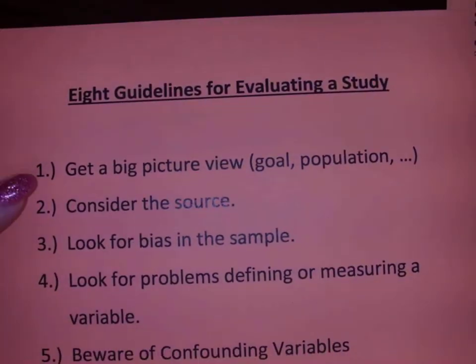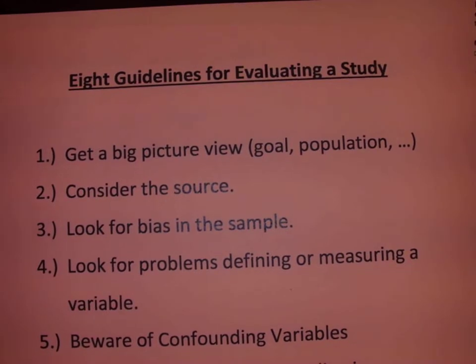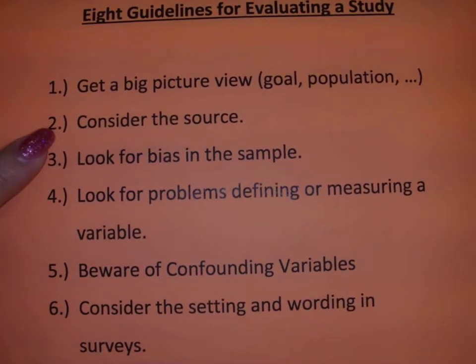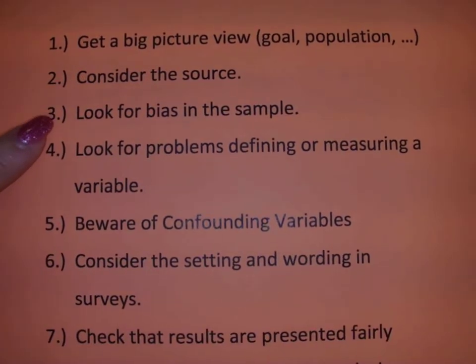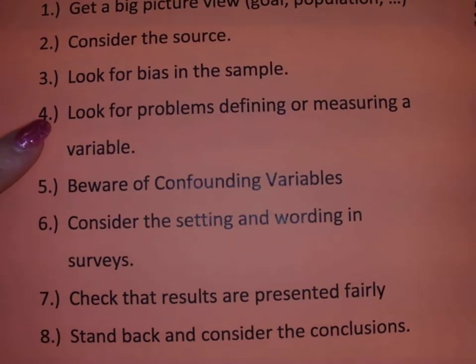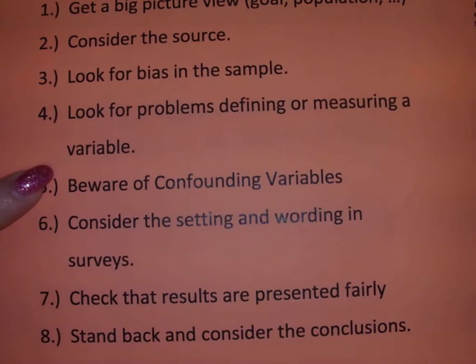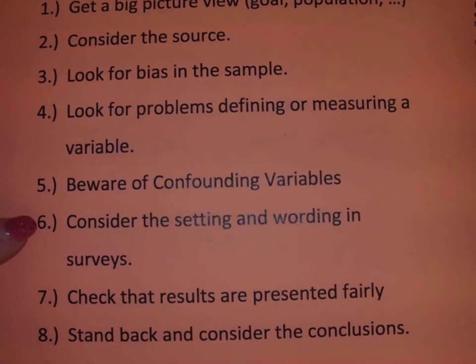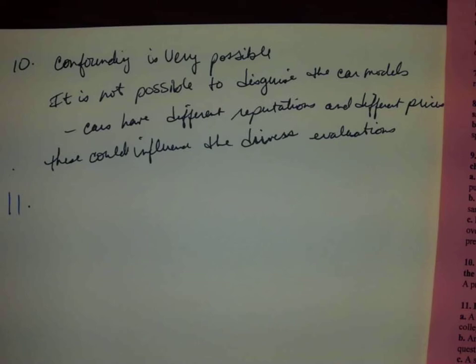Remember, we have to get a big picture view. What's the goal of the population? Consider the source. Look for bias in the sample. Look for problems defining or measuring a variable. Be aware of confounding variables. Consider the setting and wording in the surveys. Check that results are presented fairly, and stand back and consider the conclusions. So let's look at our problems here.